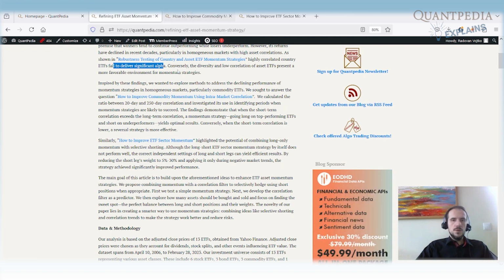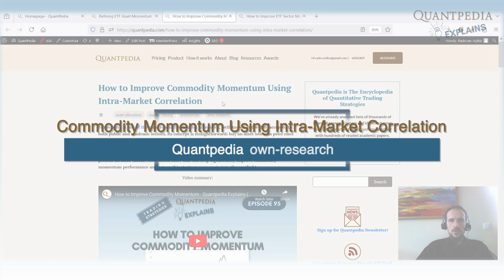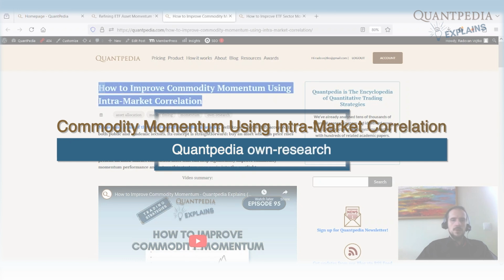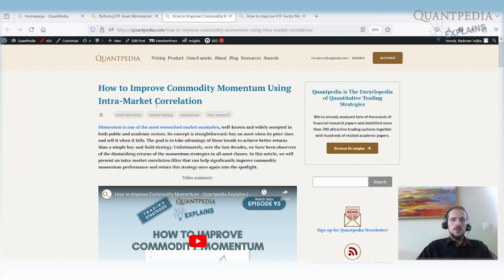universes, and our response was the article called How to Improve the Commodity Momentum Intra-Market Correlation. So we first tested the idea of using the correlation, the difference between short-term and long-term correlation in the market that you try to trade, as a predictor for momentum in commodities, because commodities are usually very highly correlated.